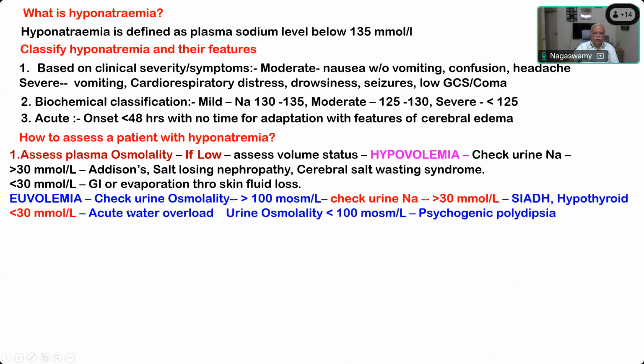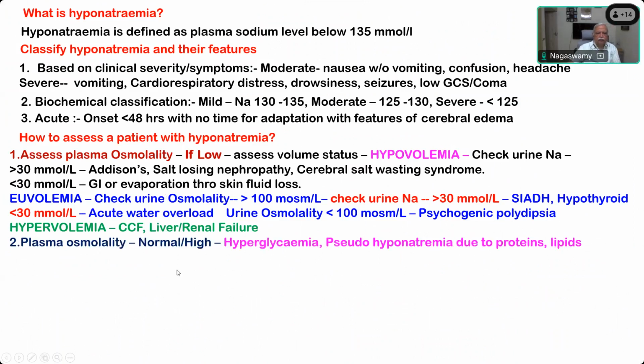In the euvolemic state, check the urine osmolality before you check the urine sodium. If the osmolality is more than 100 milliosmoles, check urine sodium. If more than 30, it can be syndrome of inappropriate ADH secretion or hypothyroidism. If less than 30, it is water overload. If the urine osmolality is less than 100, it is psychogenic polydipsia. In hypervolemic patients, it may be cardiac failure, liver or renal failure. So that is the first assessment. Then if the plasma osmolality is normal or high, it may be hyperglycemia, or pseudo-hyponatremia due to proteins and lipids.